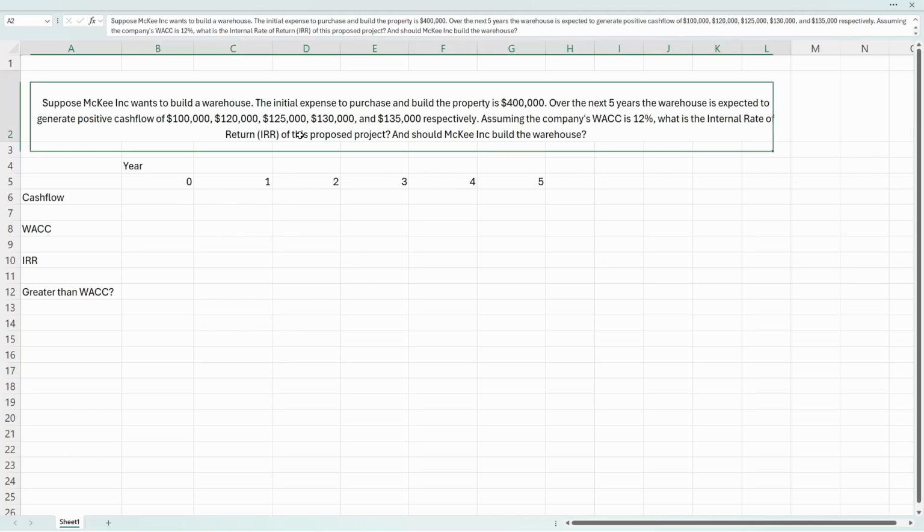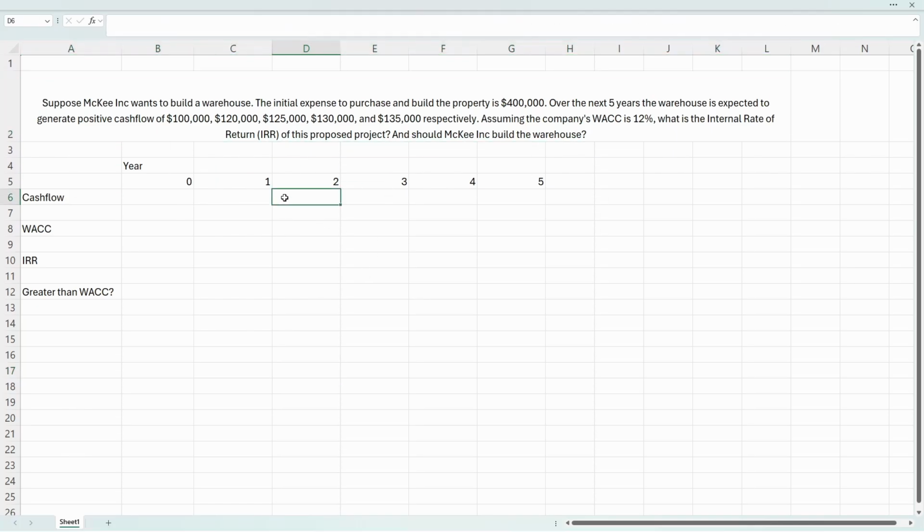So I prepared a standard question, the same one as other capital budgeting questions in this series. And to get started for any capital budgeting question, it's best to convert this verbal description into our actual timeline. So we have an initial expense at year 0. That's usually how it's going to work. And it's going to cost us negative 400,000.